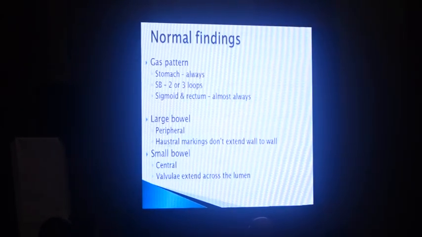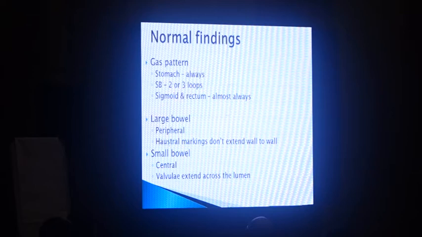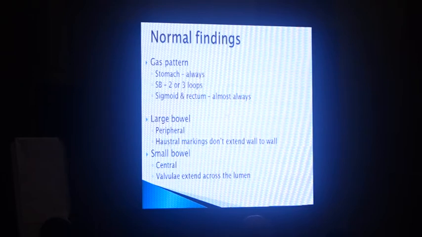Now coming to the gas pattern in normal findings. Gas is always present in the stomach, it is always present in the rectum, and it is always present in the sigmoid colon. In small bowel loops, if 2 or 3 loops are present with air, usually these are normal findings in the skiagram. When it is more than 2 to 3, it has some significance.